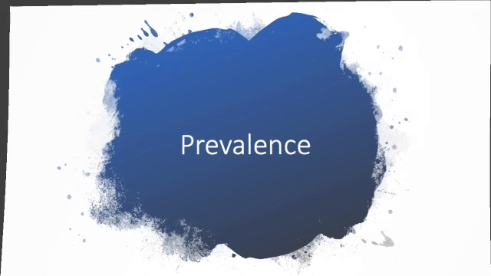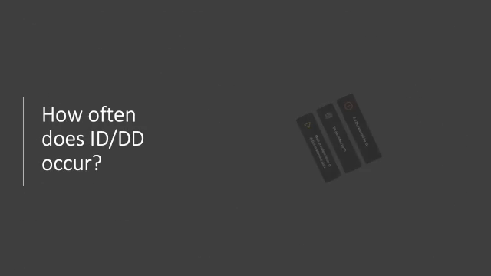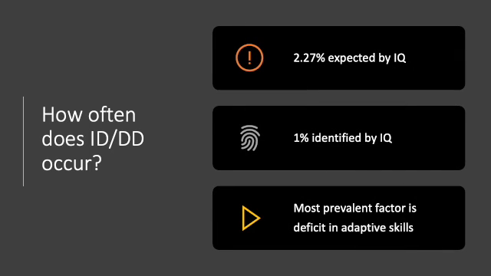Prevalence. Based on the percentage of people in the world who have an IQ of 70 or below, it's expected that 2.27% of the world's population would have an intellectual disability. However, only about 1% of people are actually identified by an IQ score. The most prevalent factor is looking at the deficits in adaptive skills.